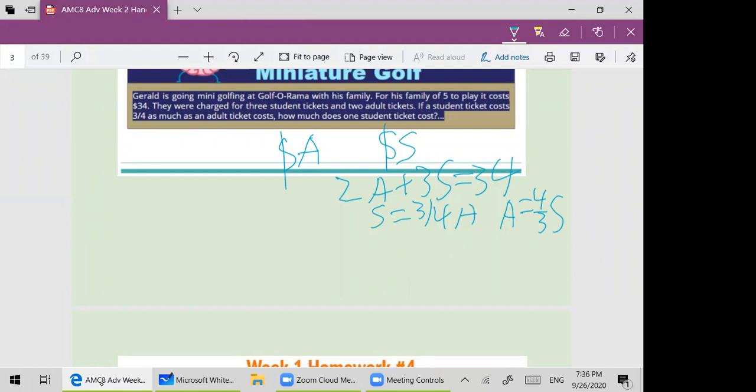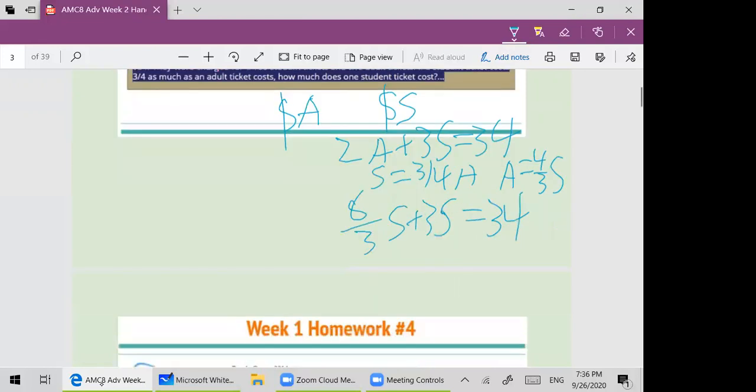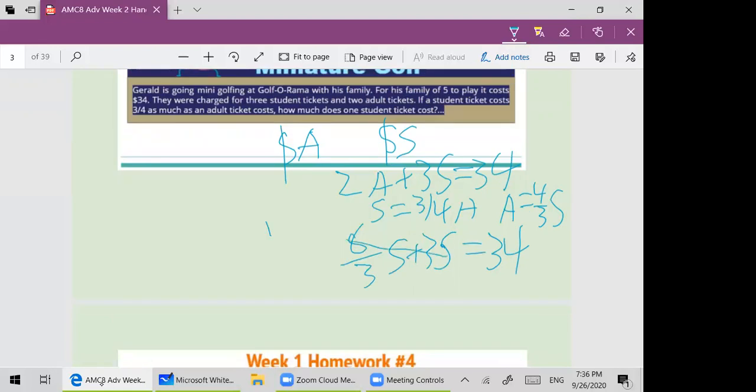When you plug this in, you get that 8/3 S plus 3S equals 34. And so this simplifies to 17 over 3 S equals 34, which tells you that S equals $6.